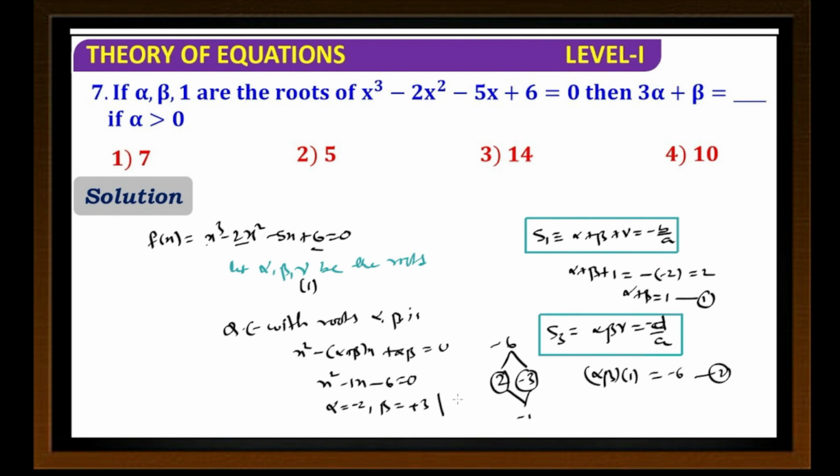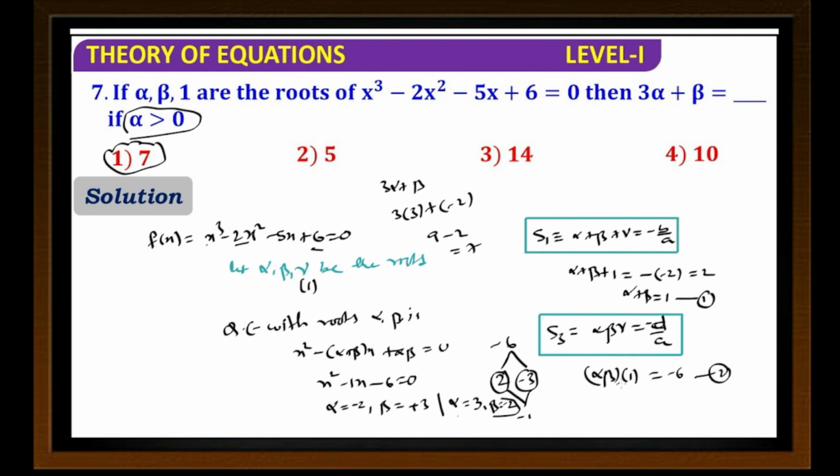Or we have to consider alpha, but given here alpha is greater than 0, so we can take alpha equals 3 and beta equals minus 2. Okay, the two roots are minus 2 and 3. So consider alpha as 3, beta is minus 2. Now we have to find the value of 3 times alpha plus beta. So 3 times 3 plus beta, beta is minus 2. So 3 3s are 9, minus 2 is 7. So our first option is the right option.